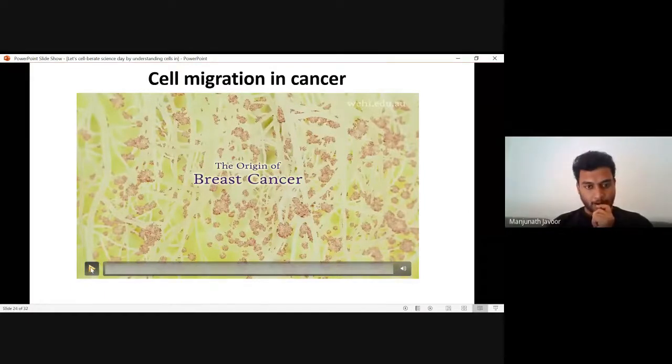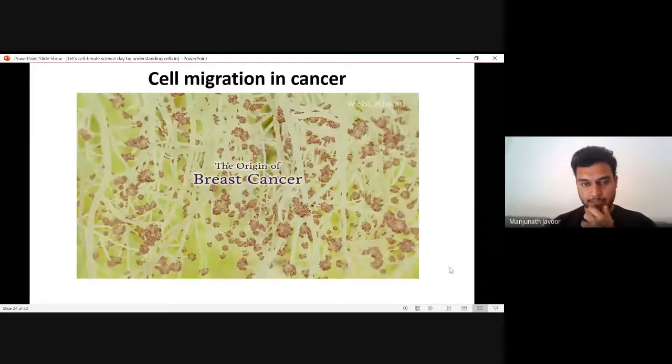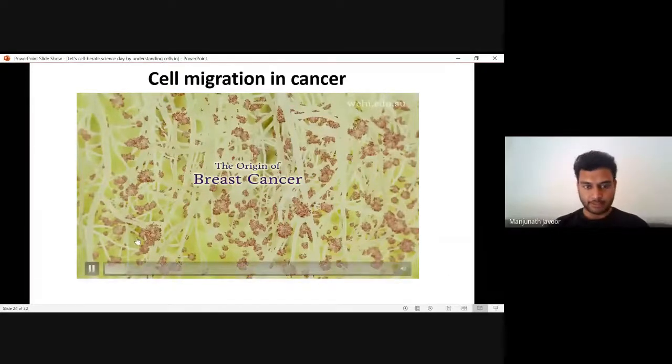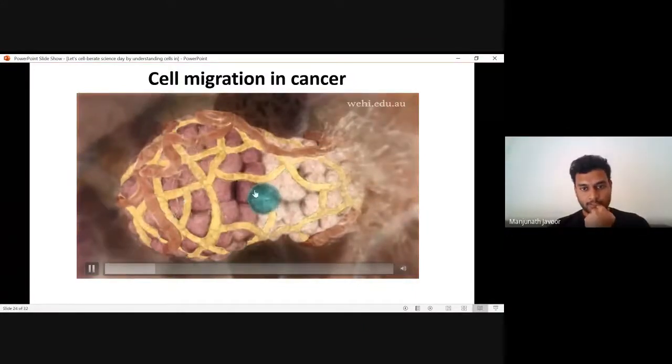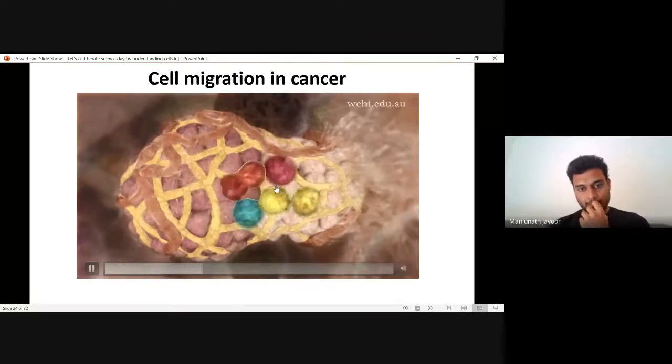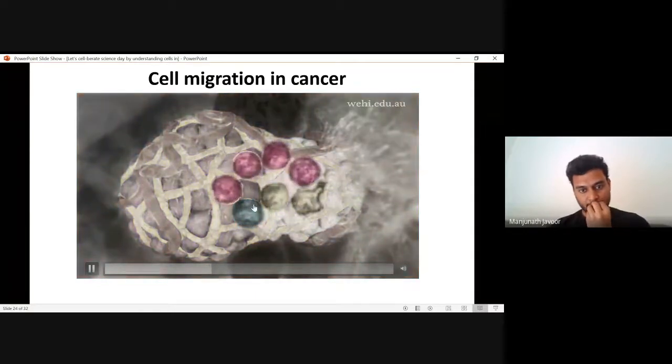I will just show you a video of how these cancer cells develop. This has sound, but I think it's not working now, so I'll just play the video. This is inside the breast tissue. This is the cell that is cancerous. It starts dividing, and then starts moving. It forms its own colony here. It forms its own environment and continuously keeps dividing.